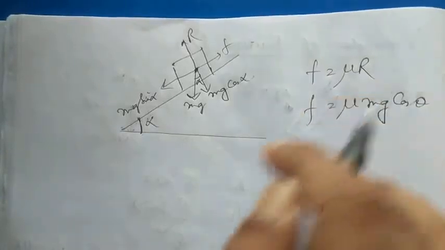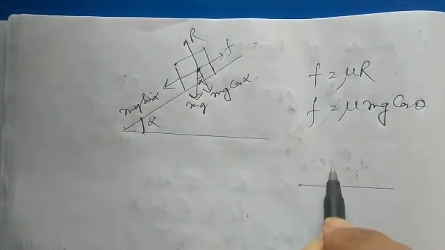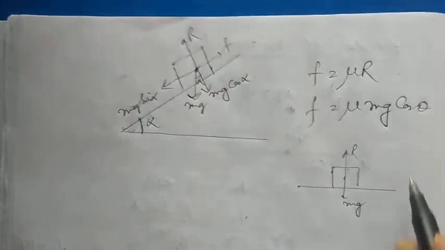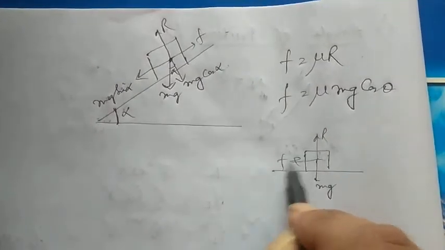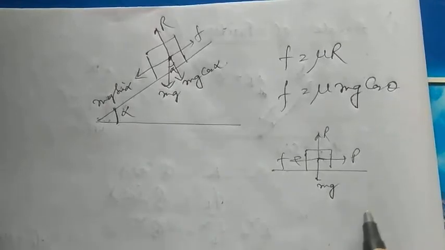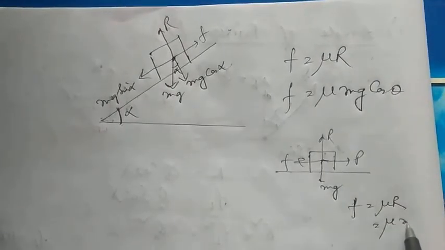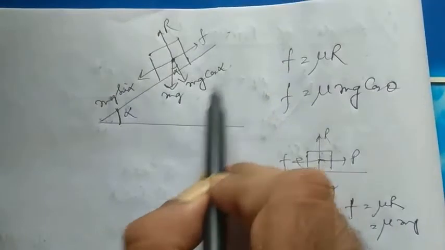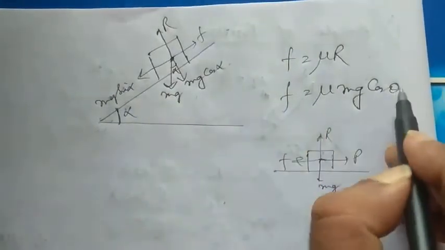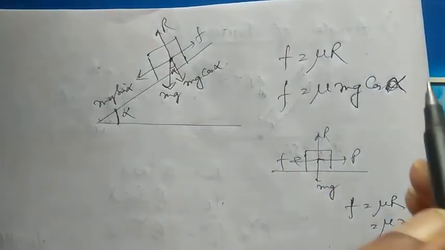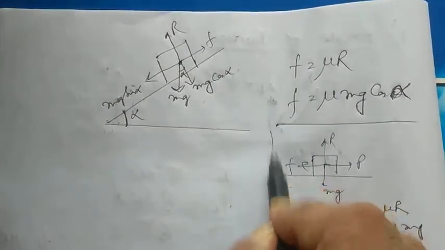When the body was placed on the ground like this, R was equal to mg. The frictional force acting in the opposite direction, we are pulling with the force P. So F was equal to mu R. We replaced R as mg because R was acting in the opposite direction to mg. But here, along the inclined plane, R will be acting in the opposite direction to mg cos alpha. So be very careful to replace it by mg cos alpha and not by mg.